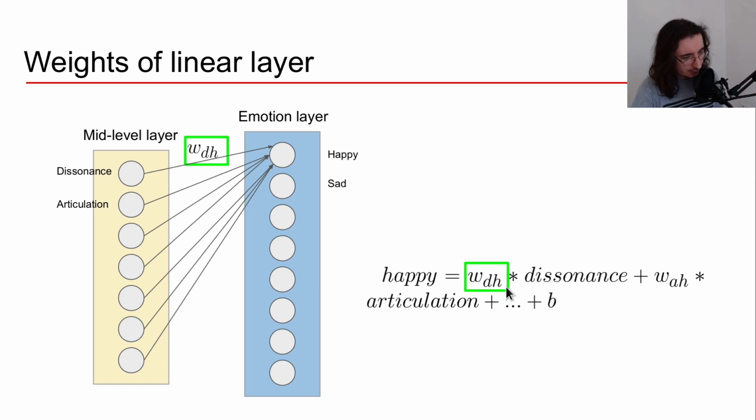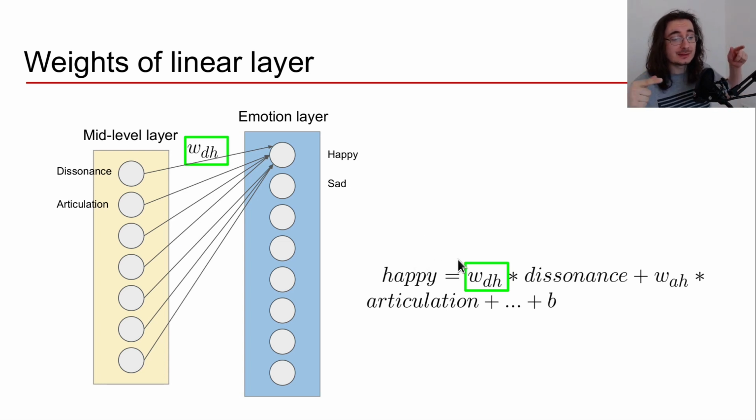Okay, just to give you an idea, if you're not familiar with fully connected layers, this weight here is for this first connection. It's basically how strong an influence dissonance has on happy, right? So the idea is that the higher the weight, the higher the influence that a certain input feature is going to have, in this case on happy. The higher W_DH, the higher the impact that dissonance is going to have on happy.